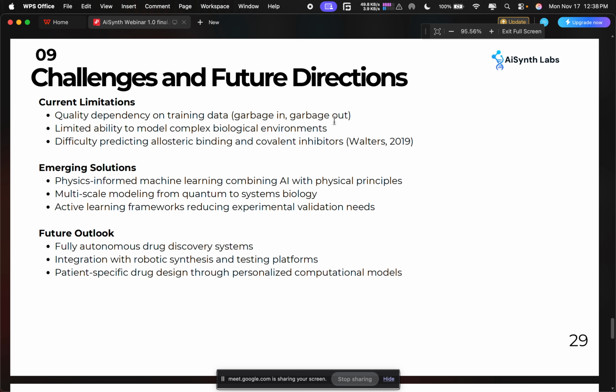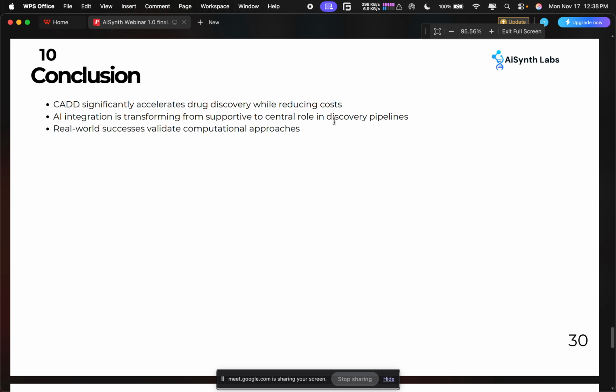This also goes for every sector: drug discovery, health, medicine, finance, everywhere. You find out that all this is what we're looking for. These are the future directions we're looking for in computer-aided drug discovery.